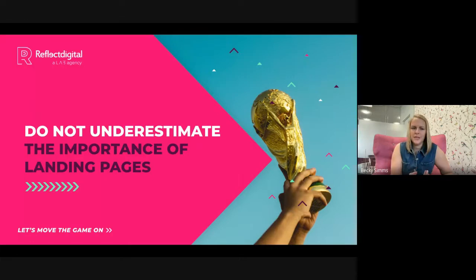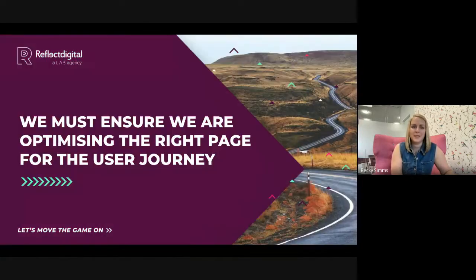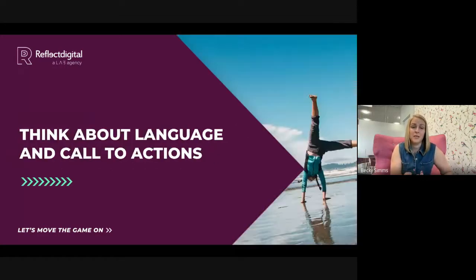Do not underestimate the importance of the landing page though, because thinking about intent isn't just about what keywords we should be chasing, it's about where we should be landing them. So we must ensure we're optimizing the right page for the user journey. If you've got an awareness keyword, a consideration keyword, and a ready-to-buy keyword all landing on the same page, you've got a problem, because it's going to serve one of those well. It can't serve all three well, or it will just be confusing and maybe it won't serve any of them well and the user will leave.